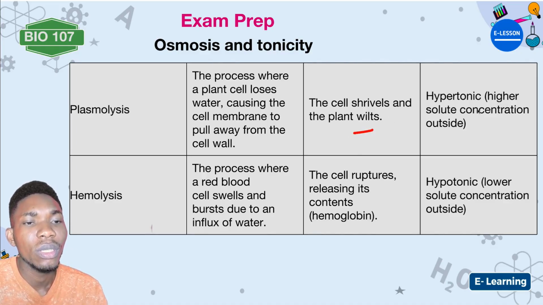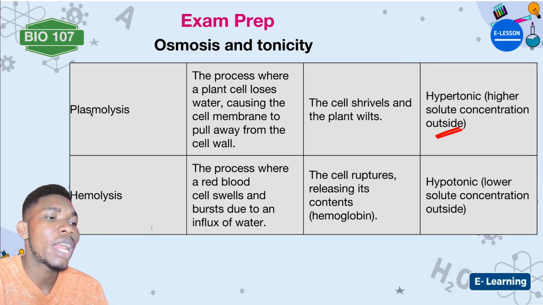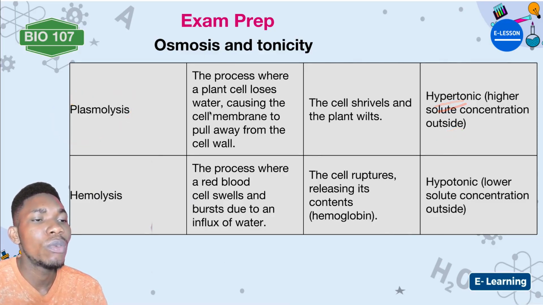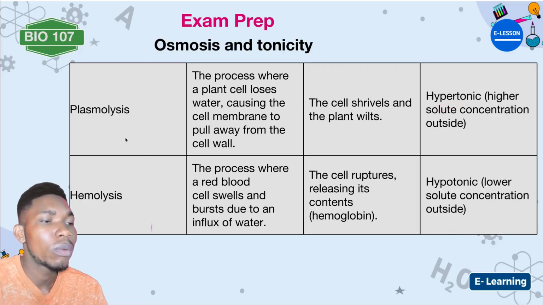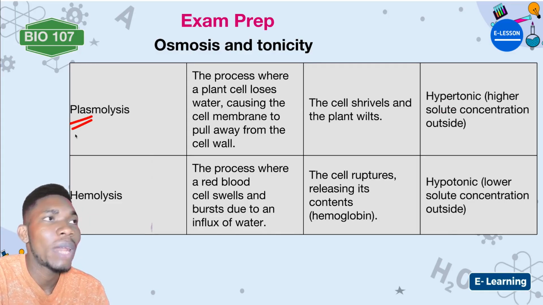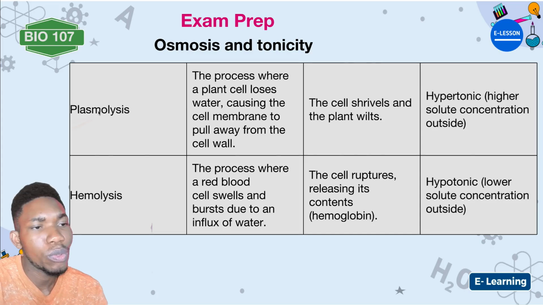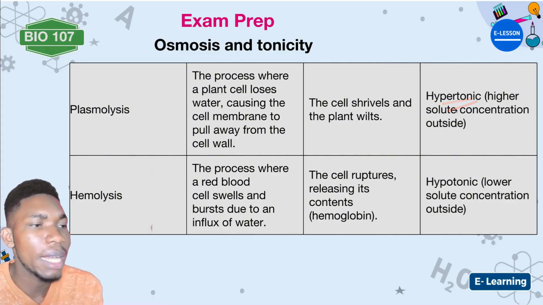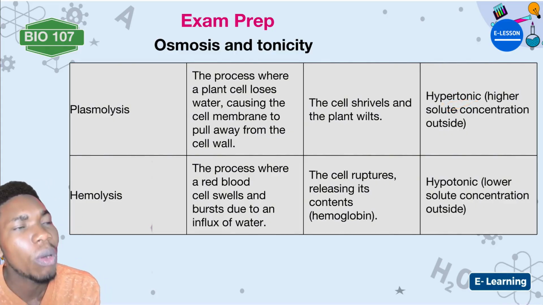Hypertonic solution, higher solute concentration where? Outside. What causes plasmolysis? A hypertonic solution. It is the process where a plant cell loses water. When the plant cell loses water, the cell membrane will pull away from the cell wall. That is why the cell membrane is called the plasma membrane. Plasmolysis, the plasma is broken down. Are you getting it? Is that okay? So you may be asked, what is plasmolysis and what causes it?